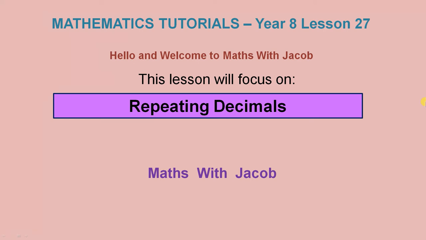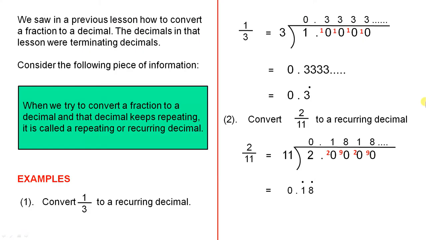This lesson will focus on repeating decimals. We saw in a previous lesson how to convert a fraction to a decimal. The decimals in that lesson were terminating decimals. Consider the following piece of information. When we try to convert a fraction to a decimal and that decimal keeps repeating, it is called a repeating or recurring decimal. Let's look at some examples.